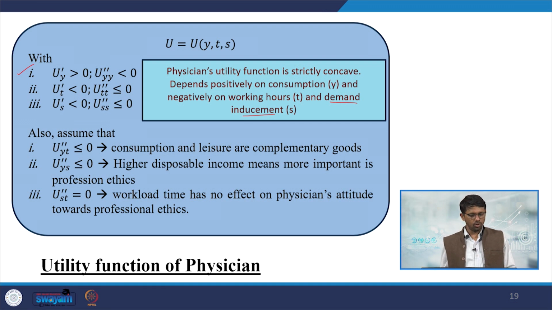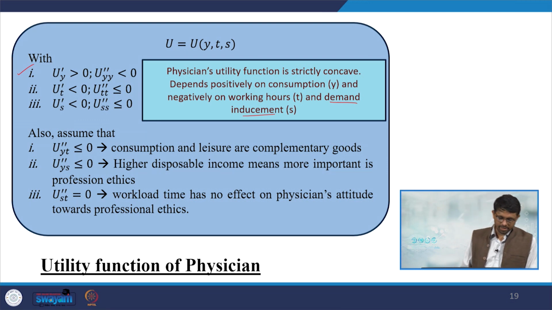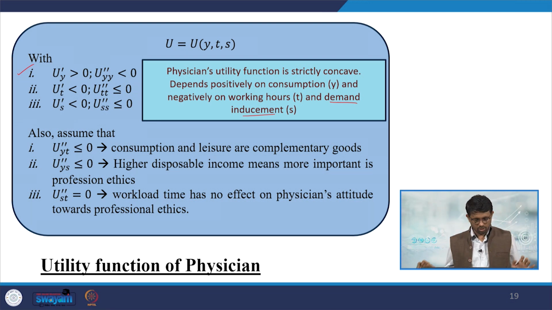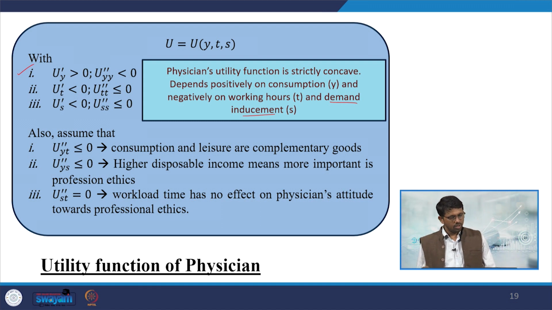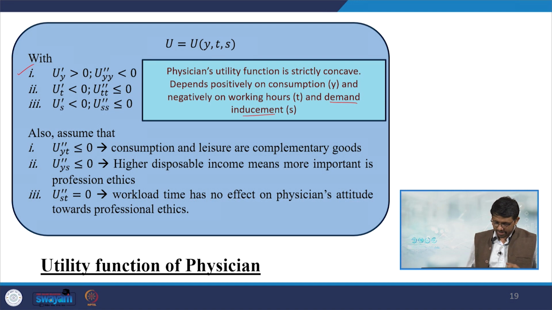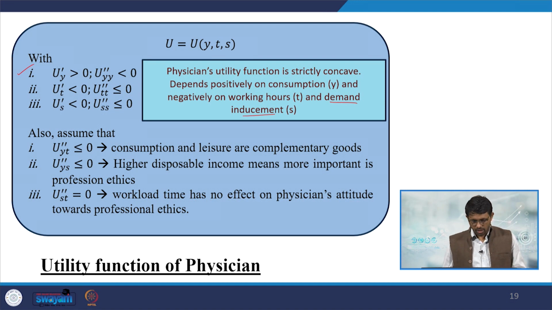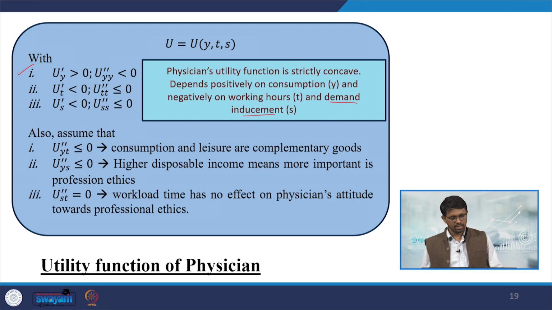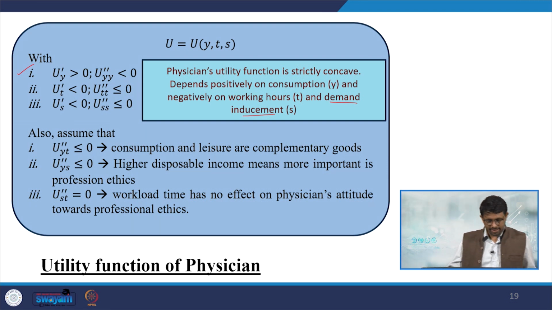Okay. So, we also assume the second cross derivative, the cross substitution between y and t. Why y and t? Because we wanted to emphasize the complementarity between these two. Assume that these two, y and t, that is consumption and leisure, are complementary goods. So, y stands for consumption and t stands for the time left, or leisure, and they are complementary goods. Hence, its second derivative is negative, or at least non positive.